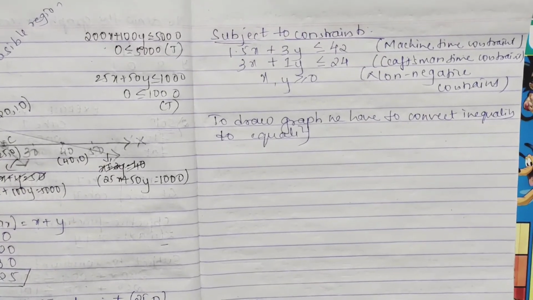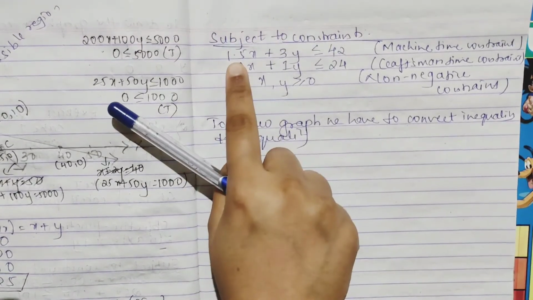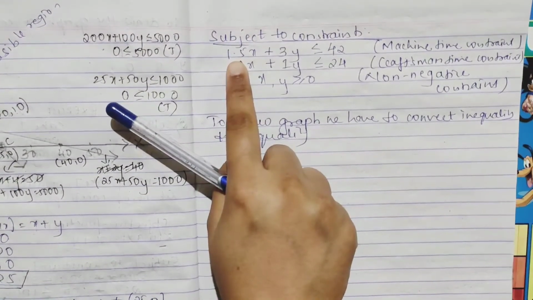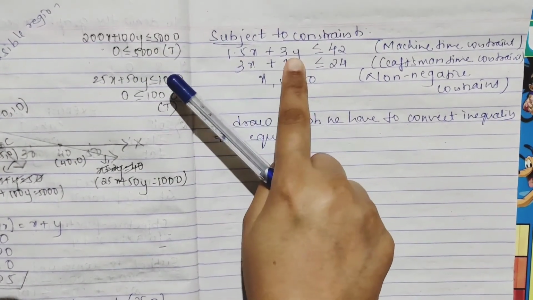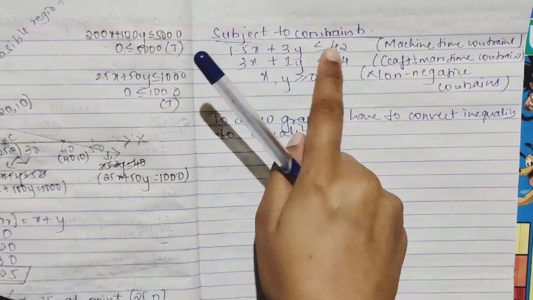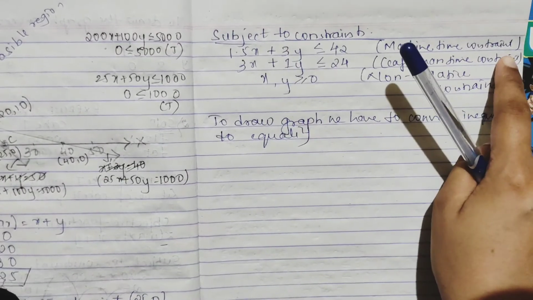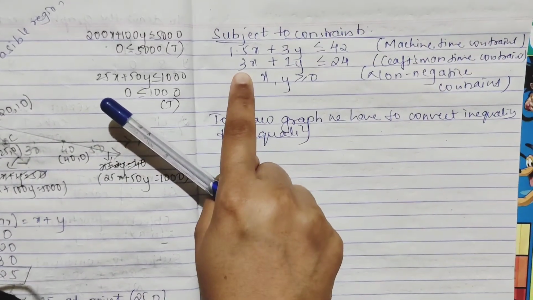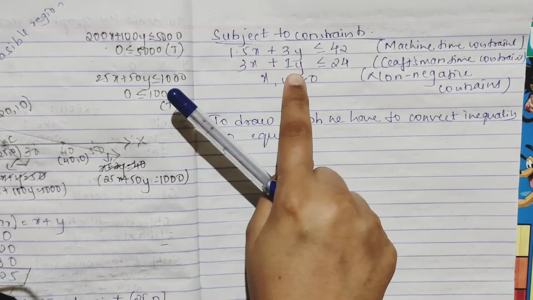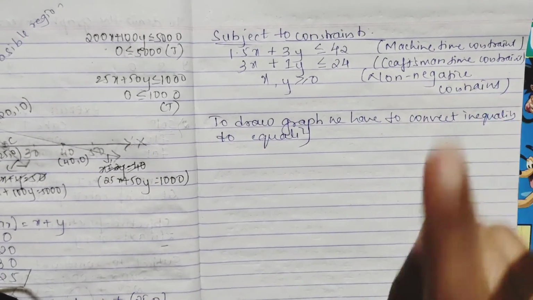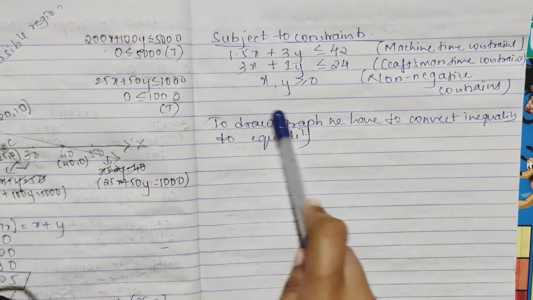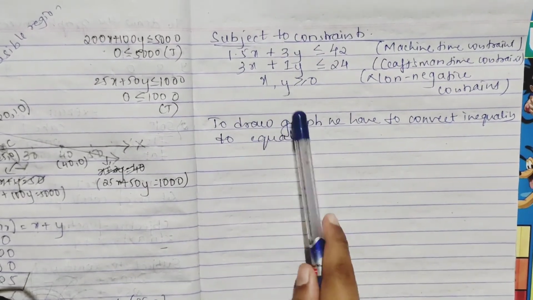So the subject constraints will be: to make one tennis racket it is 1.5, so X will be 1.5 into X plus 3Y less than or equal to 42, because they have said not more than. This is the machine time constraint. Same for the craftsman time, 3 into X plus 1 into Y less than or equal to 24, craftsman time constraint. And I have already told you, they won't give it, but you have to write it, X, Y non-negative constraint.